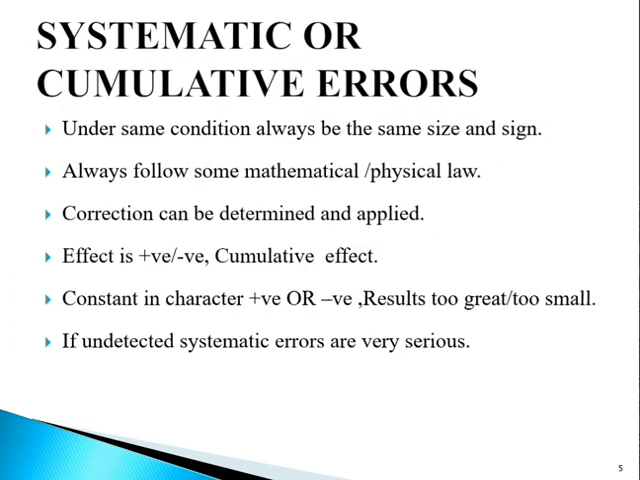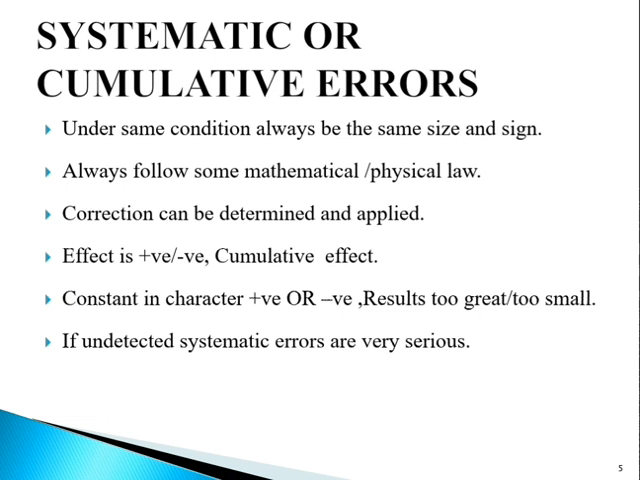Next is systematic or say cumulative errors. The errors which always follow some definite mathematical or physical laws are termed as systematic errors. Under the same conditions, the systematic errors are of the same sign and magnitude. Systematic errors are errors caused by factors that can be accounted for and suitable corrections applied to the observed values.